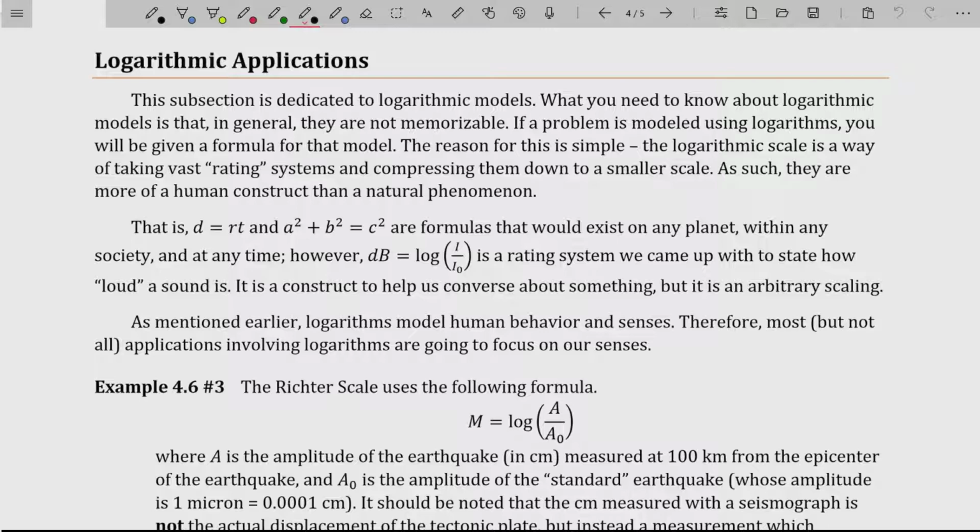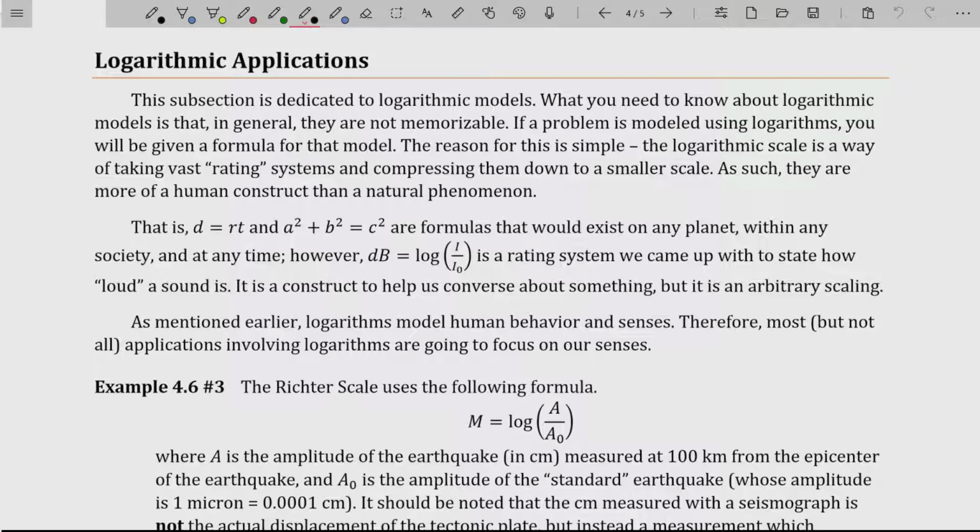So, for example, d equals rt, that's a physics formula. You can rederive that. a squared plus b squared is equal to c squared for a right triangle. That is a theorem that would be true on any planet within our universe, within any society, and at any time. However, the decibel system, which is equal to log of I over I naught, it's just a rating system we came up with to state how loud a sound is. It's to give a rating for that sound. It's just a construct. That's all.